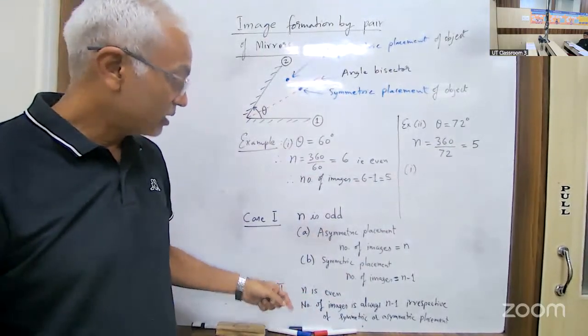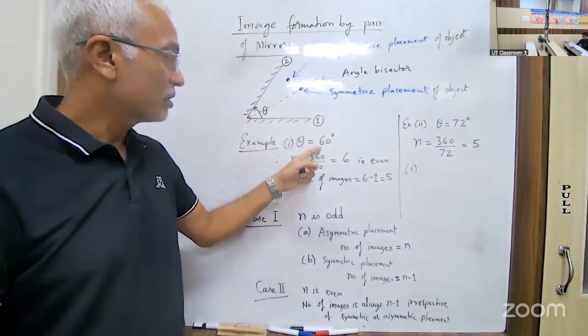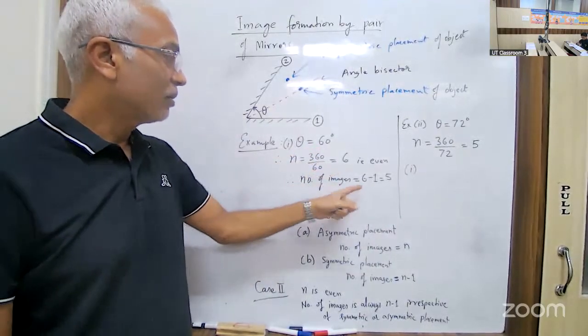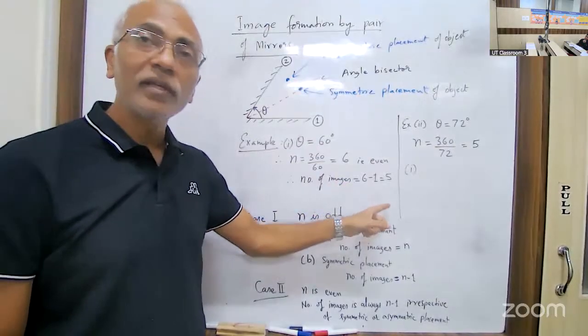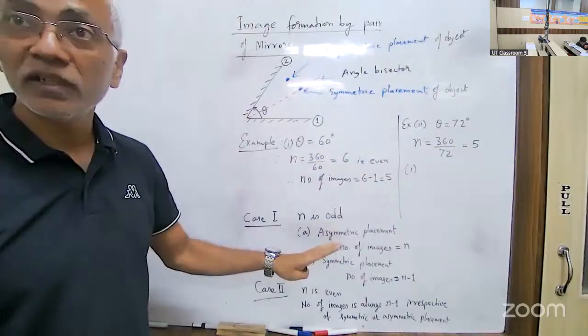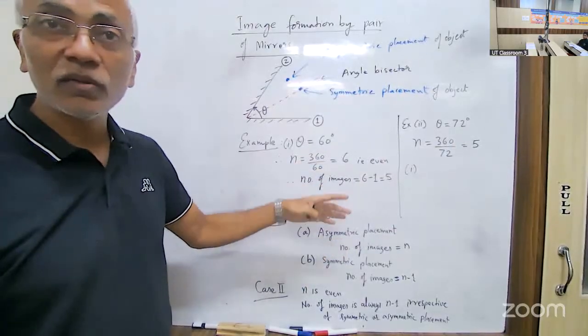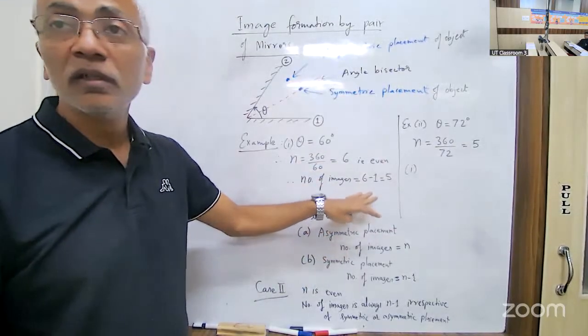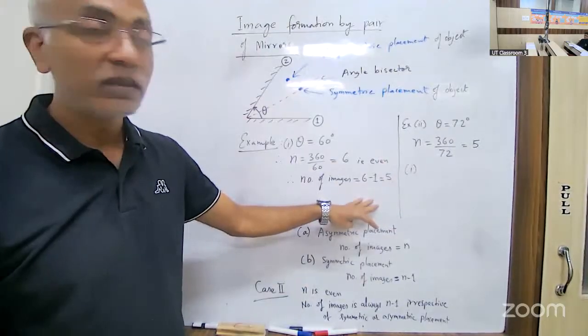अगर इवन आ गया जैसे इस केस में, फर्स्ट केस में 60 जब लिया था तो n मेरा इवन आया. इवन में तो मेरे को एक रिड्यूस करके नंबर ऑफ इमेजेस लिख, सिमेट्रिक असिमेट्रिक उसमें देखना ही नहीं. और बोथ केसेस सिमेट्रिक और असिमेट्रिक उसमें कितना बनेगा? 1 लेस बनेगा.